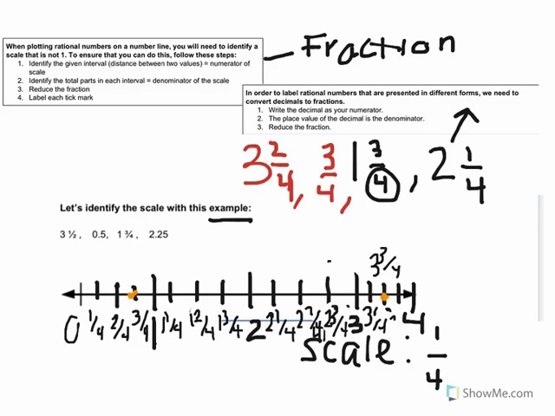Our next number is 1 and 3/4, so let's find our whole number of 1 and count our spaces to 1 and 3/4. So we have 1, 1 and 1/4, 1 and 2/4, 1 and 3/4. Let's plot our number there.